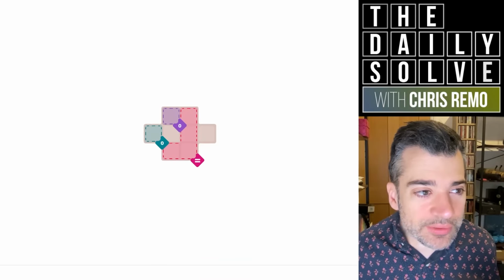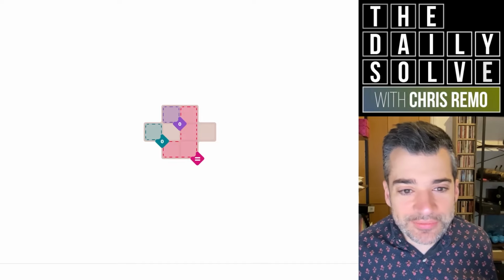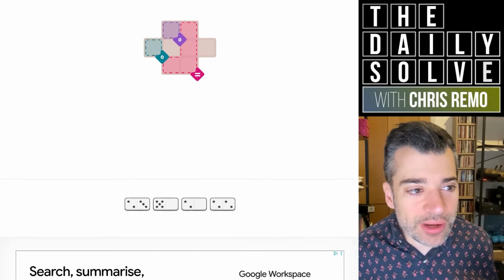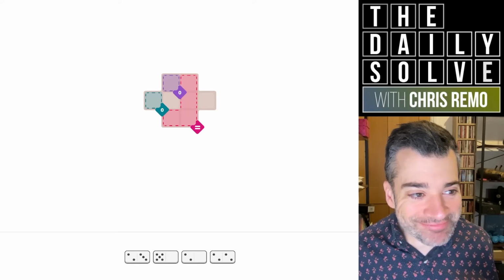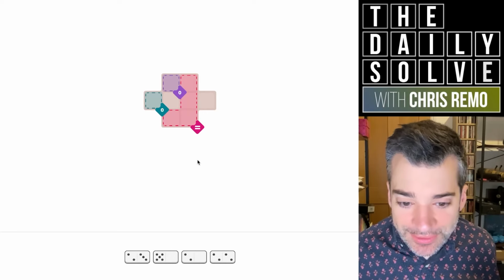Wonder why they make this puzzle have so much white space. Look at this. I can't fit it on because it's just an outrageous amount of white space they put on this here. Anyway, I don't know.